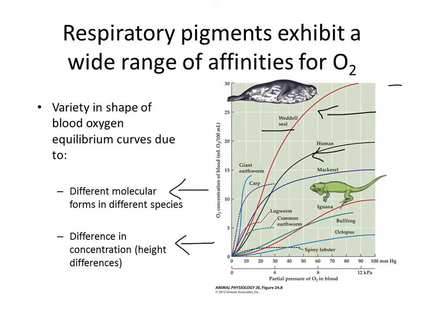So in particular, when we look at the height of the curve, something like Weddell seals, the fact that they have such a higher oxygen carrying capacity, we're looking at 30 milliliters of oxygen per 100 milliliters of blood, you can see that it's much, much higher than what the maximum carrying capacity is of the human. And that has to do mostly with higher levels of hemoglobin in the blood of the Weddell seal compared to the human. So different concentrations of the respiratory pigments as well as different affinities for oxygen can influence the oxygen carrying capacity and ultimately what partial pressure the oxygen saturation is reached for that particular animal.